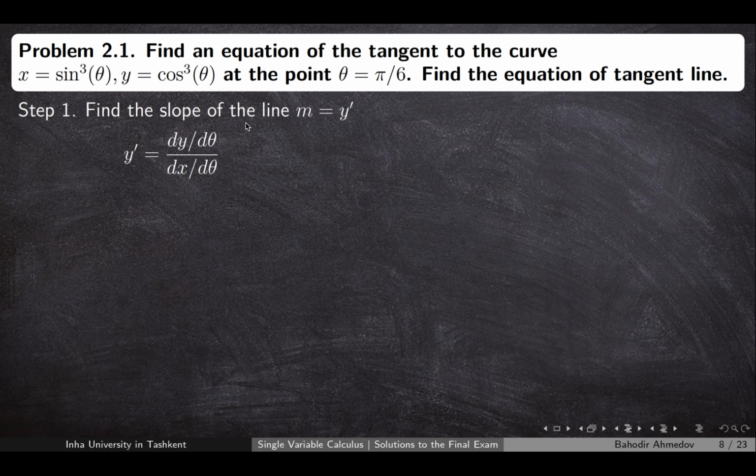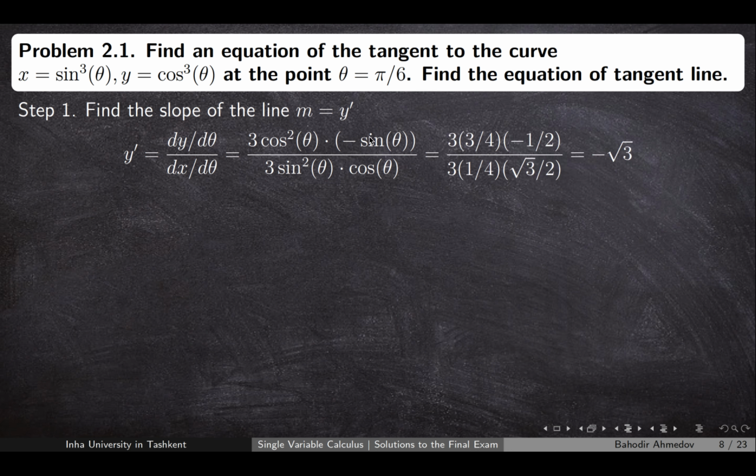And the derivative of x with respect to theta is going to be 3 sine squared of theta multiplied by the derivative of the sine, which is cosine, right? So 3 cosine squared multiplied by the derivative of the cosine, and 3 sine squared multiplied by the derivative of the sine. So I need to evaluate everything here at the point pi over 6.